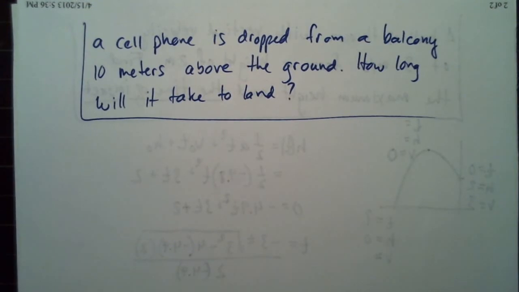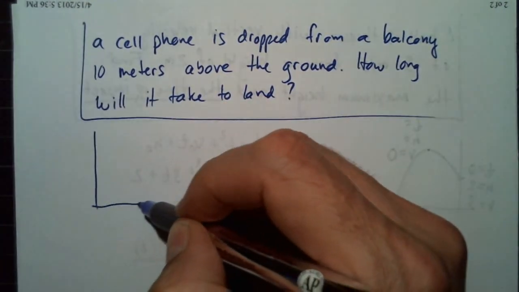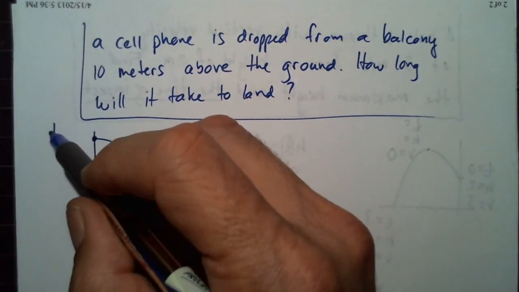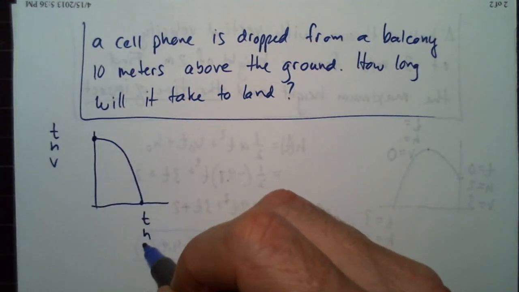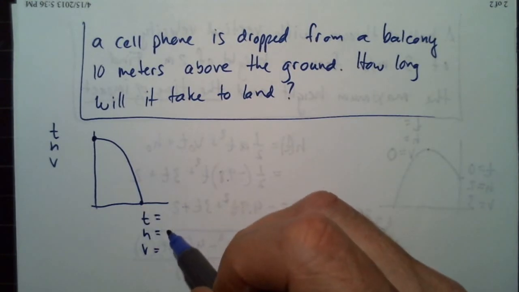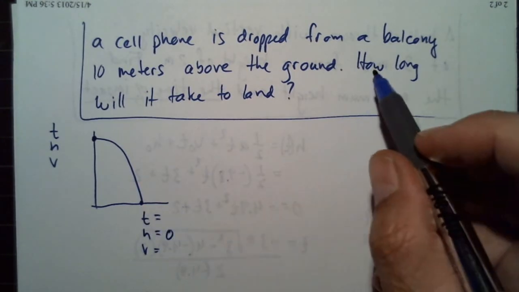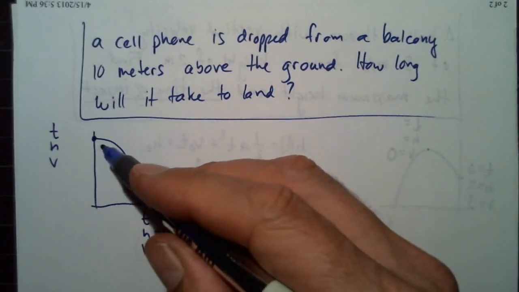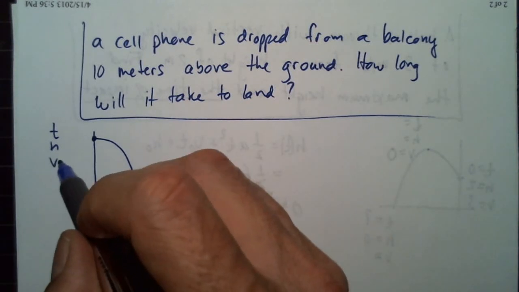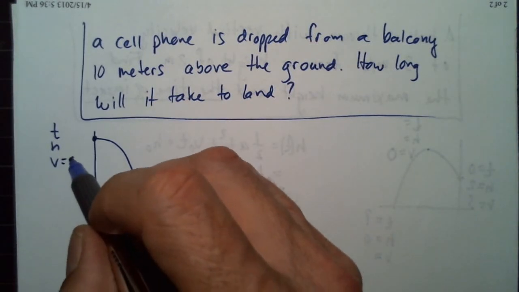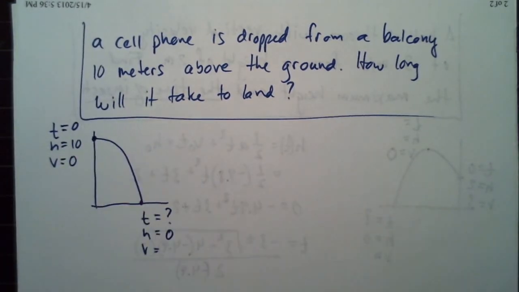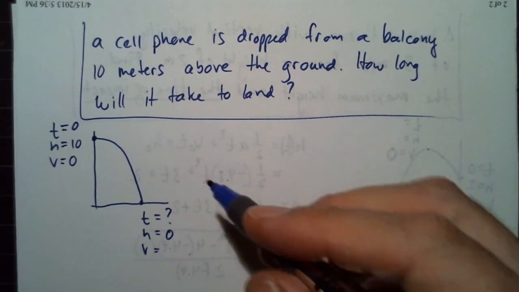So the key word here is it's dropped, and that determines which graph to use. Time, height, velocity. We know the height when it hits the ground is 0. The time we don't know. How long will it take to land? That's what we're trying to find. We don't know the velocity. The velocity when it is dropped is 0. The height when it is dropped is 10. Time when it is dropped is 0. So we're just trying to find time again.